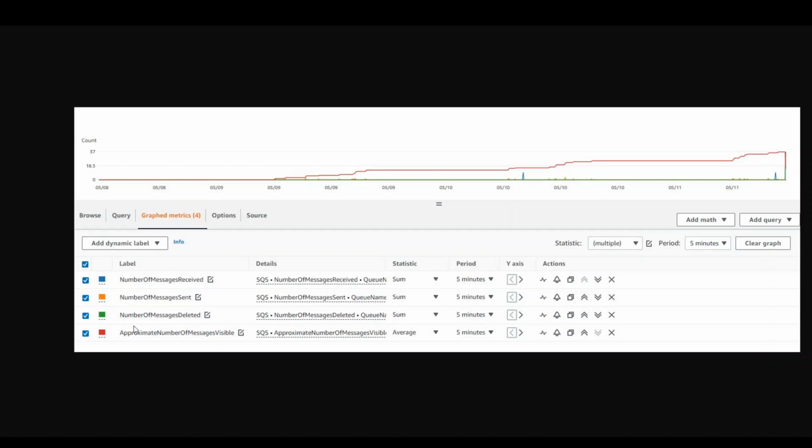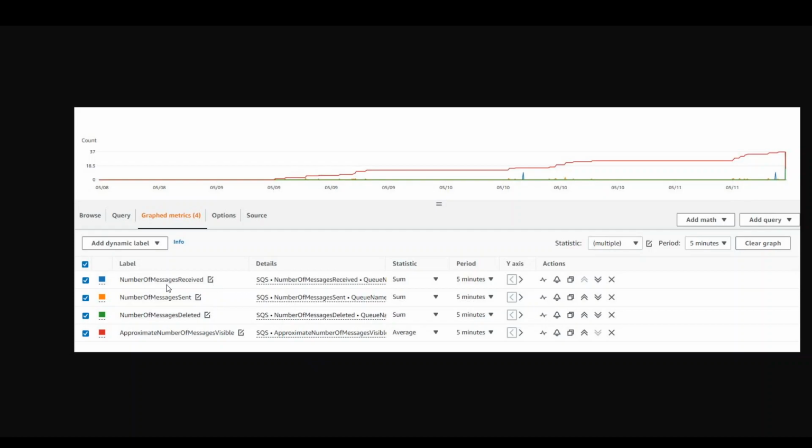Number of messages deleted, the green line: you can see that no messages were deleted until 12th of May. And then there is a vertical green line on 12th of May. It means that someone consumed them. And messages sent, the orange line, means that someone was adding messages to this queue. And you can see that there were little spikes from 9th of May to 12th of May. So here and there, messages were being added.